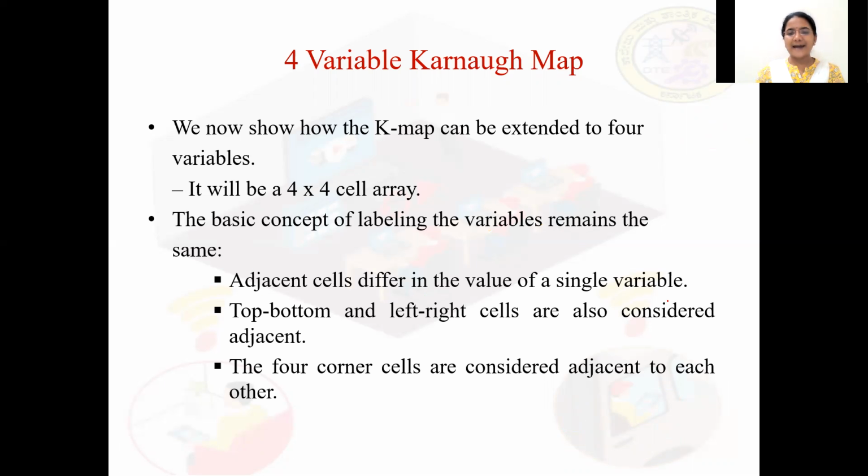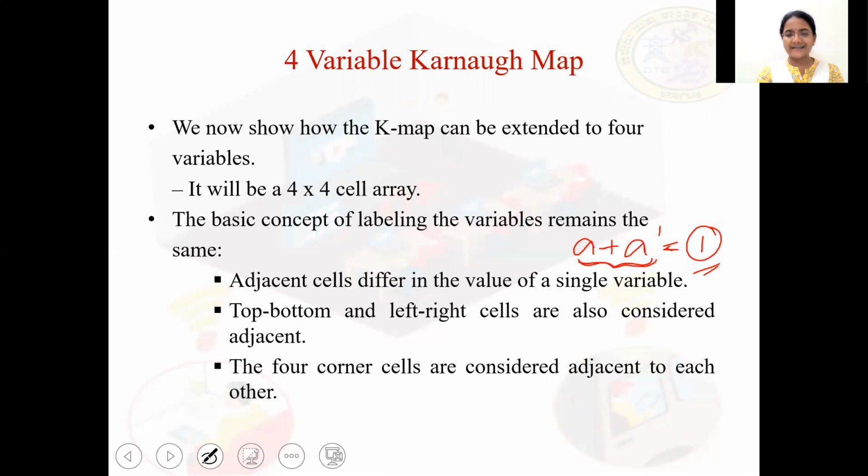Adjacent cells differ in the value of a single variable. We are using the law A plus A bar is equal to 1, which means that we should have an adjacency between the cells. The cells should vary by only one variable. So we can eliminate the variable which is in the form of A plus A bar, since a variable plus its complement is equal to 1.